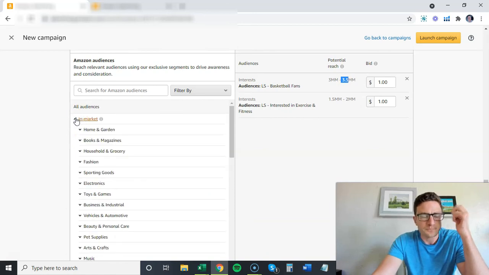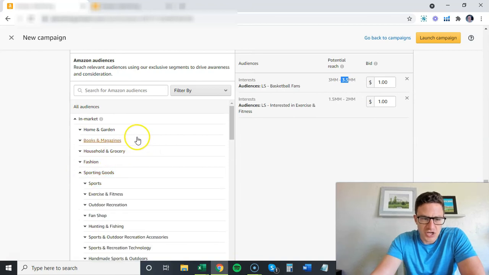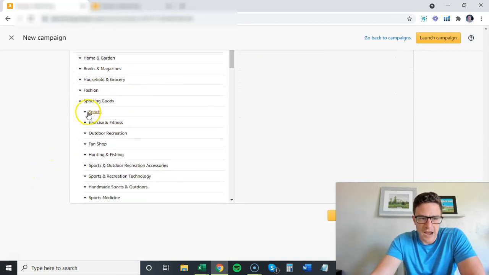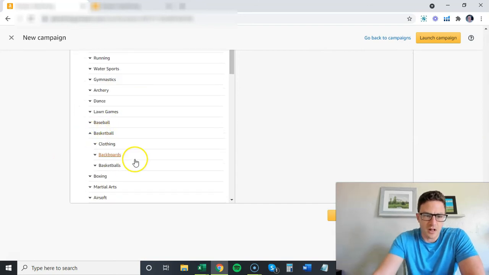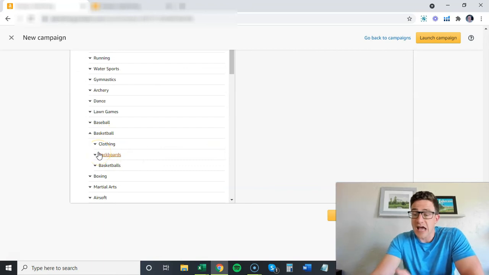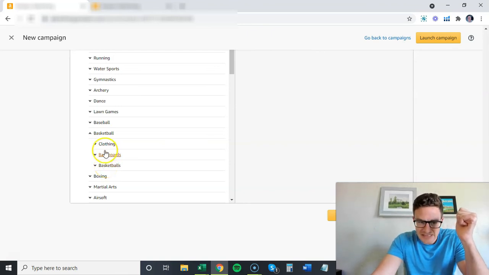In market, I think this is the one that obviously has the most potential. So if I go to sporting goods again, and I go to sports, I just want to see if these are different. So let me try to find basketball. Basketball. So you see how this has more tabs underneath it? Backboards, basketballs. And this is the thing too, is, well, I guess there's more.